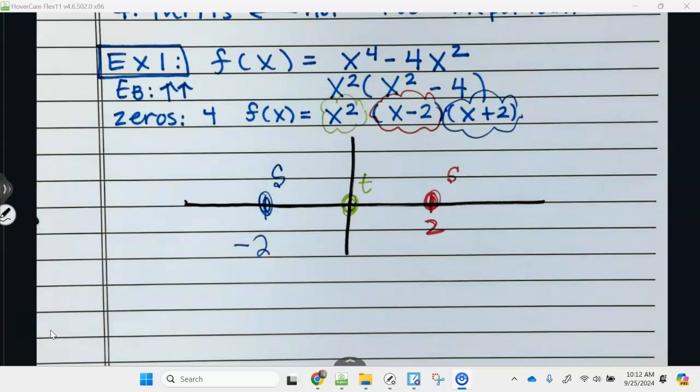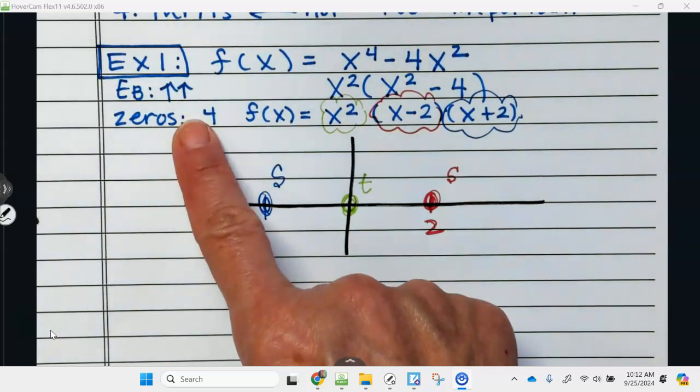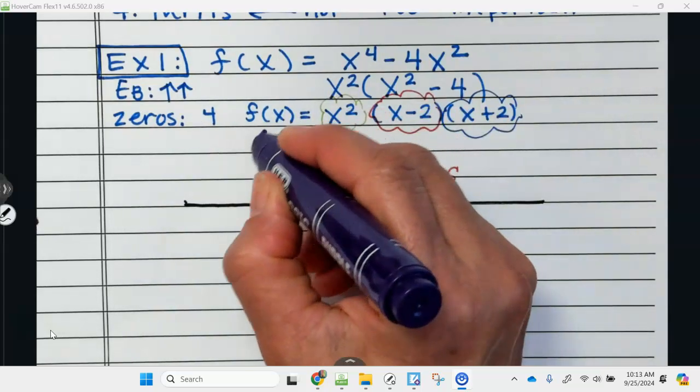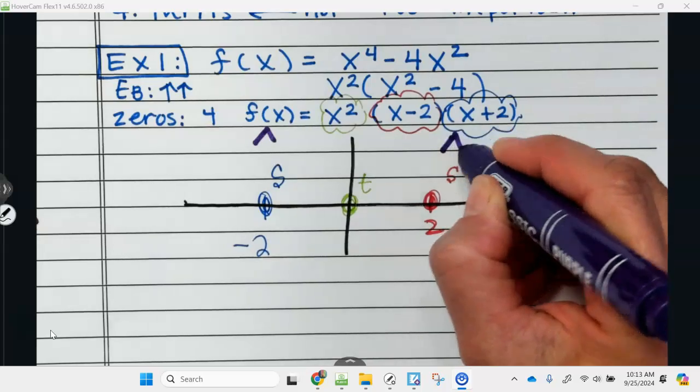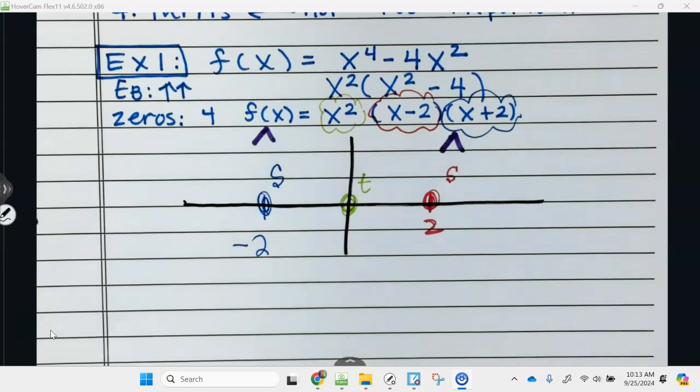All right, end behavior. So we already decided the end behavior was up, up. So after I plot these x-intercepts, I draw the end behavior because I have to match the arrows. So it is up, up. After you plot the x-intercepts, draw the arrows. All right, so now you just got to fill in the gaps. It's kind of like it is connecting the dots.